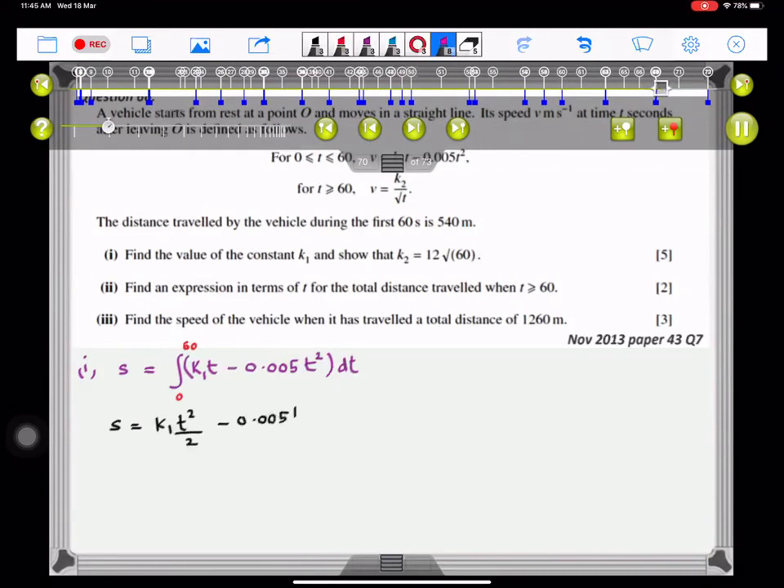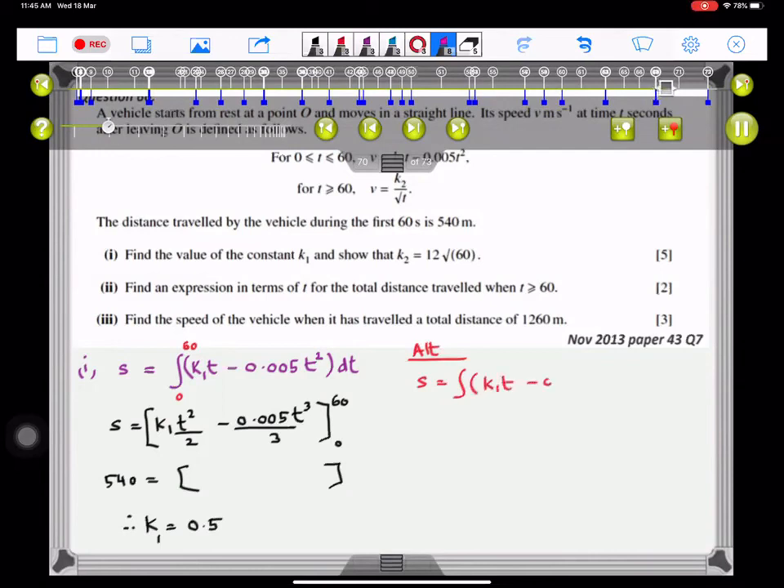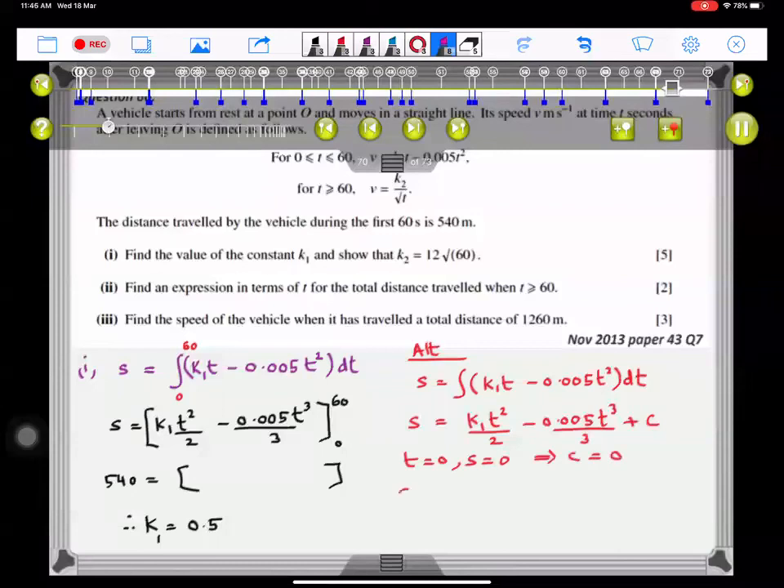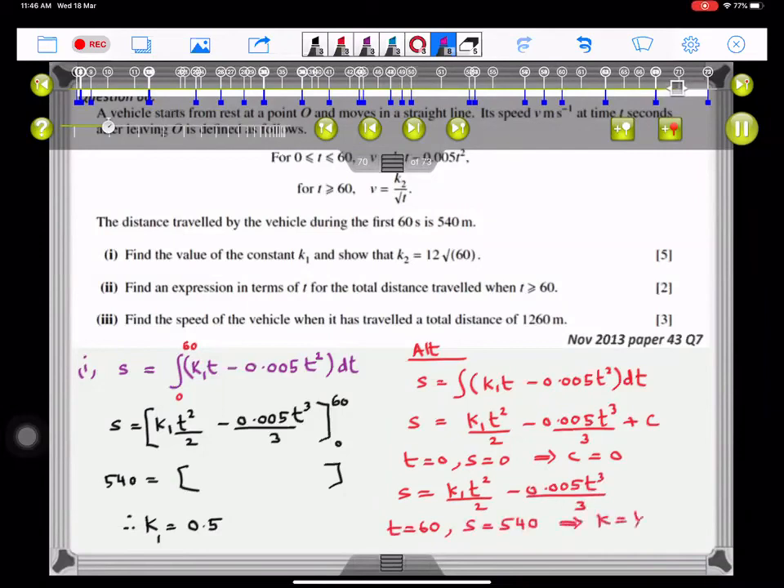Simple integration. No constant of integration because the limits are being plugged. Simplify. You find the value of K1 is half. Alternative method. Constant of integration C: t is 0, S is 0. It so happens that C comes out to be 0. This is the displacement equation. And when t is 60, S is 540, use a calculator, you find the value of K1. So both methods are applicable in the scenario.